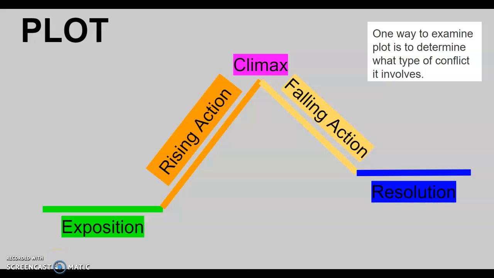Plot. This is a plot diagram. You can see that a plot starts with an exposition, moves into the rising action, then you have the climax, then you have the falling action, and finally the resolution.